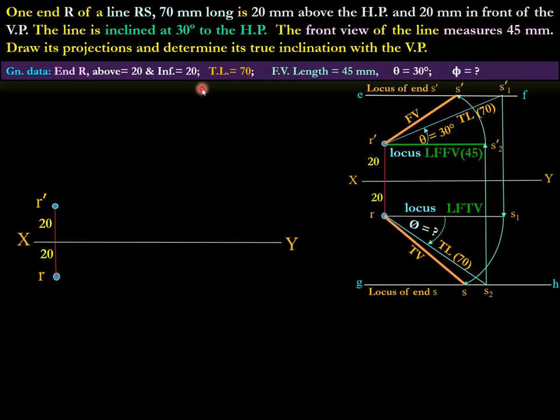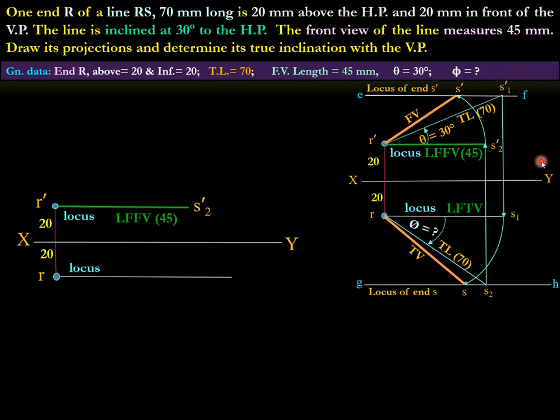Next, we shall draw the locus line from the front view point. In this particular problem, instead of drawing the locus line to any length, we have to restrict the length of the locus line to 45 mm, which is equal to the length of the final front view. Name the endpoint of the locus line as S2 dash. Next, we shall draw the locus line from the top view point small r. Ensure that both the locus lines are parallel to the XY line.